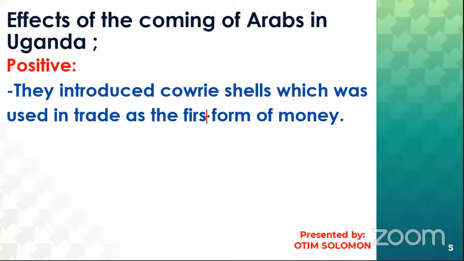Okay, so cowrie shells were used as money. So in other words, from barter trade, where we used to change goods for goods, now they have introduced money. Oh, very good. Karen, thank you very much for that answer.